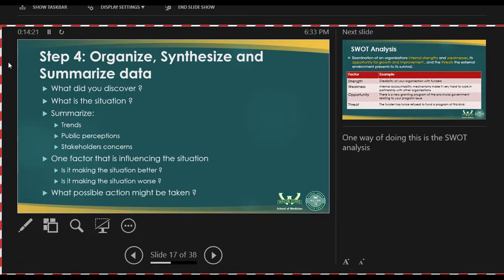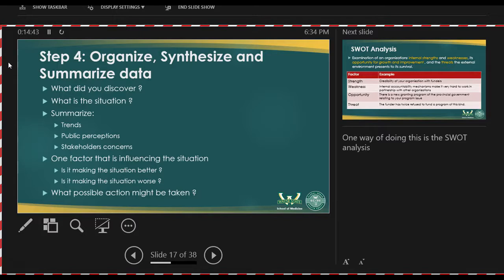It's a lot of things that you have got to do. So what did you discover? What is the situation? You summarize the trends, public perception, stakeholder concerns. What is the one factor that is influencing the situation? Is it making the situation better? Is it making the situation worse? What possible action might be taken? All that comes into play when you're organizing, synthesizing, and summarizing the data. To make it easy, there are two ways of analyzing it.